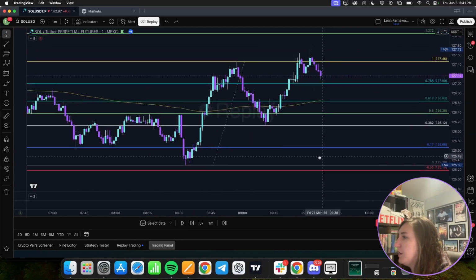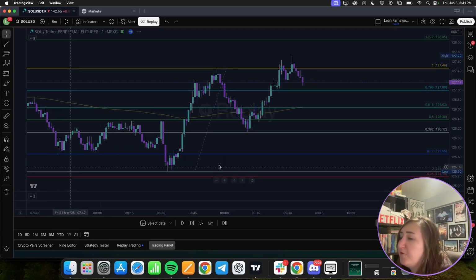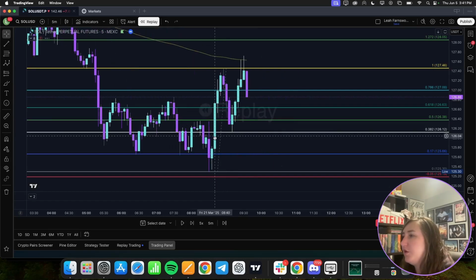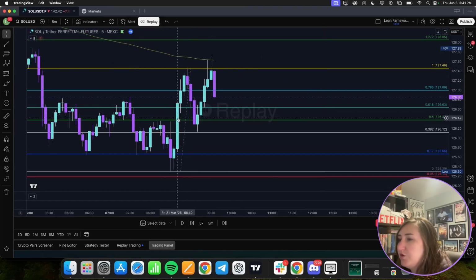So as you can see here, it came all the way down to our 0.382. So not exactly perfect with that 0.618, but you're never going to be precisely perfect on all your entries. I do like to mix and match these with fair value gaps. So if we saw a good fair value gap here, let's see, we were back here. So we draw it from here to here.